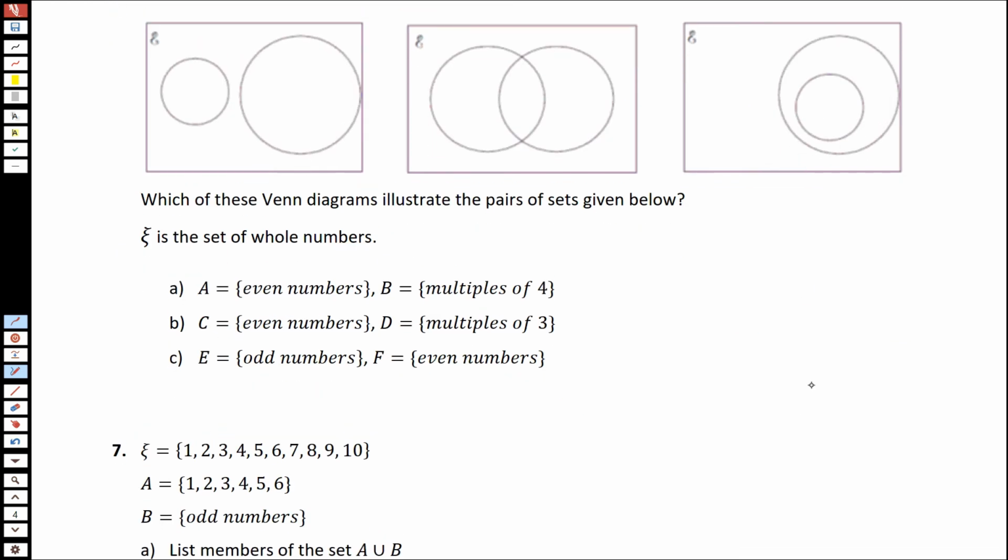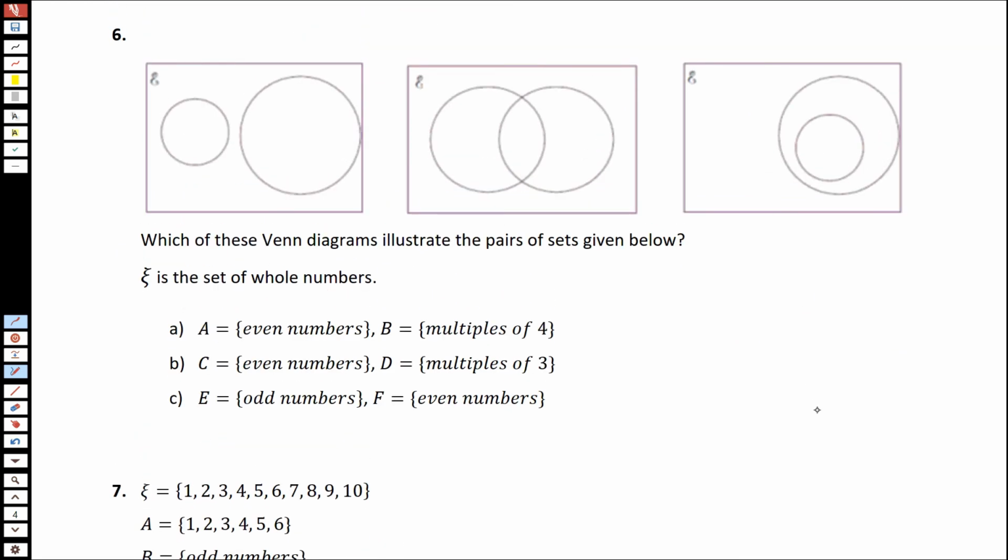Okay, number 6. Which of these Venn diagrams illustrate the pairs of sets given below, where the universal set is a set of whole numbers? All right, so part A, we have set A being even numbers and set B being multiples of 4.